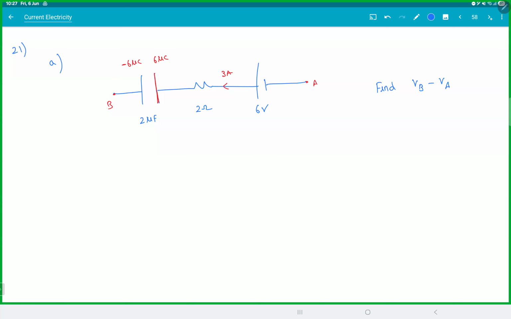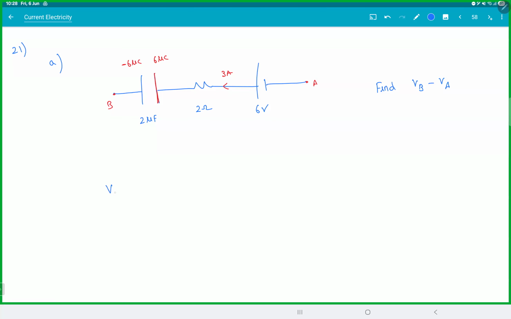Three. Be careful with the sign convention that I taught you. This is not the actual question. Three, minus three, minus three. Okay, let's see. Most of you are getting it.